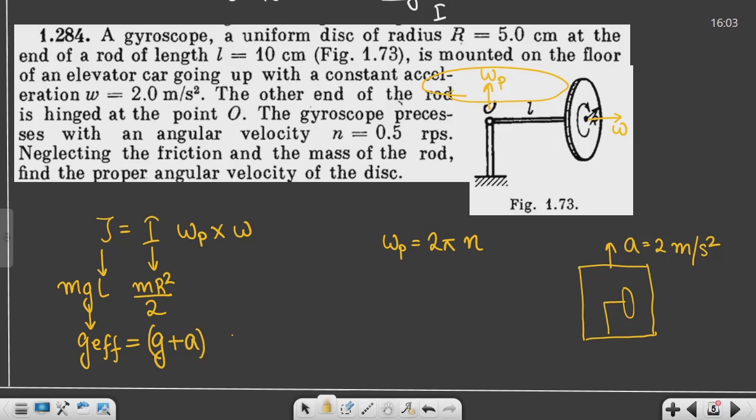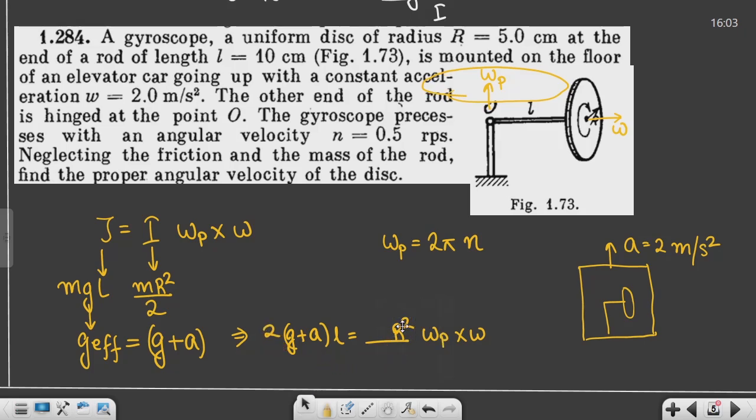G plus A. So I'll get my equation as m (g plus a) into L is equal to m r square by 2 into omega p, that is already given in the question, into omega. So m and m would get cancelled. And what else is getting cancelled? r square by 2, r square by 2. I need to find omega. So m got cancelled. Let me shift this 2 out here, this r square down here.